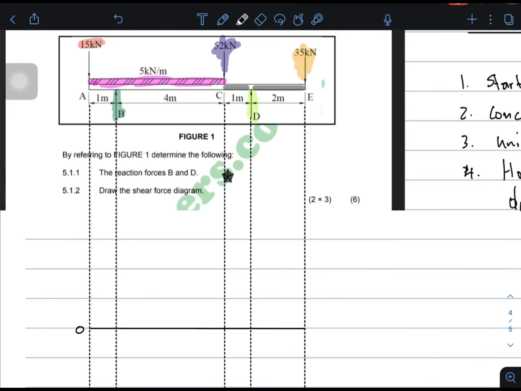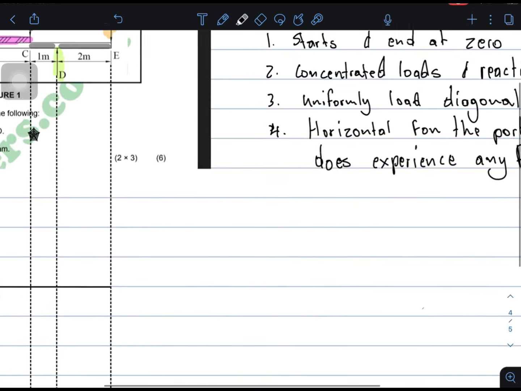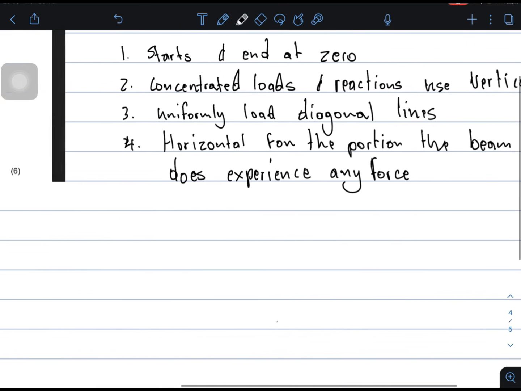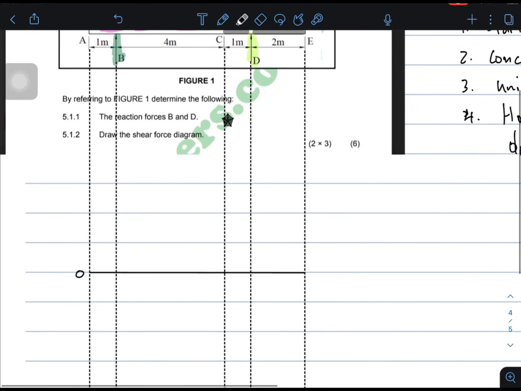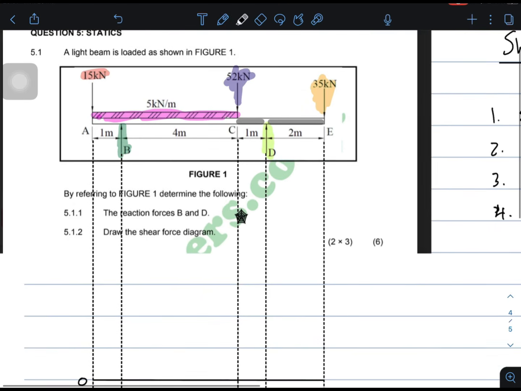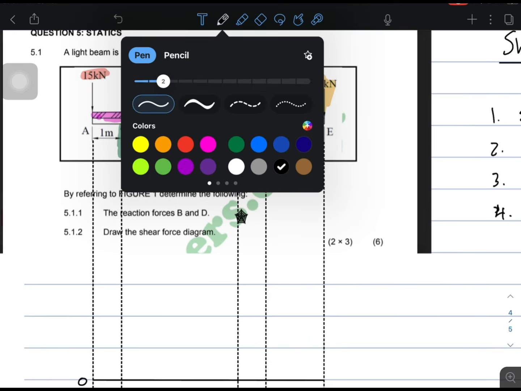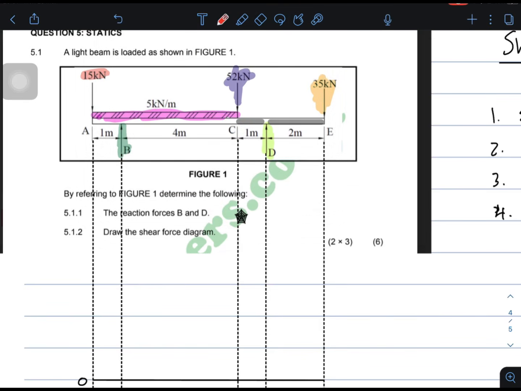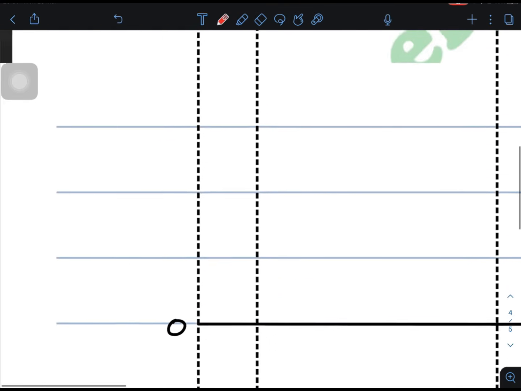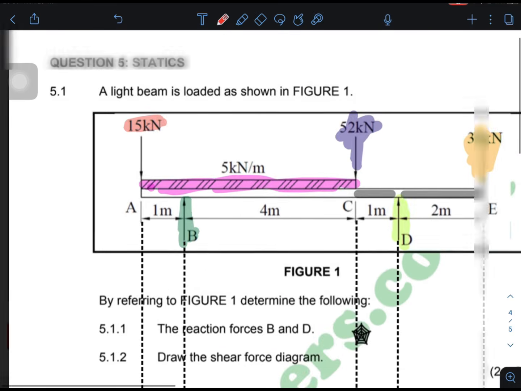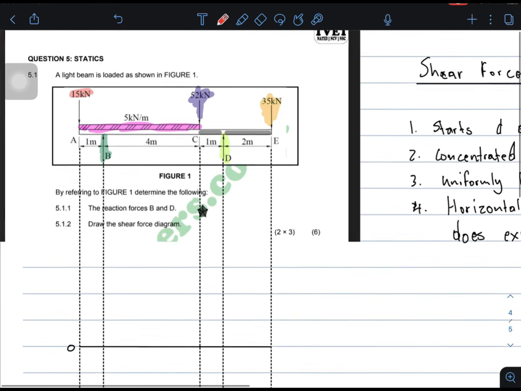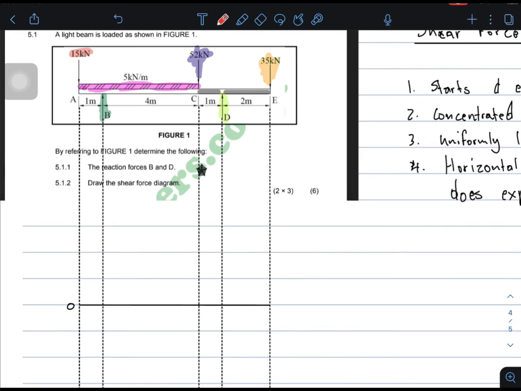I said we must use horizontal lines for those, which we're going to see how we do. Okay, I said we use vertical lines for concentrated loads and a reaction. So when I start drawing my diagram, I see that I have a concentrated load that is going downwards.